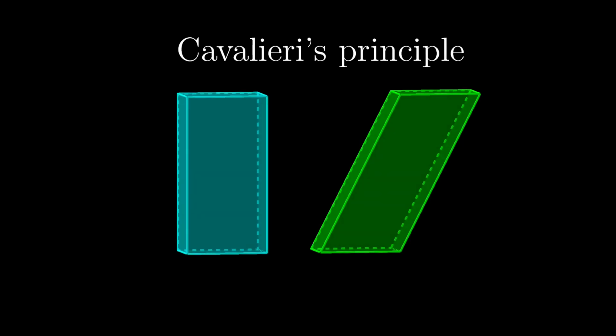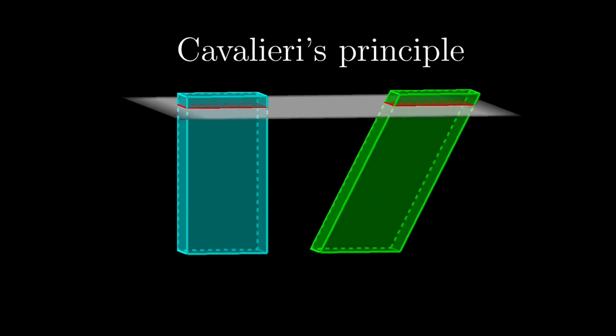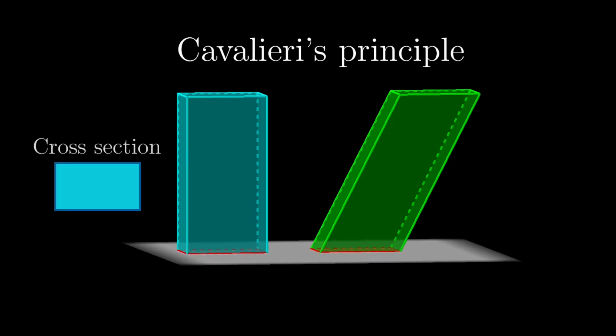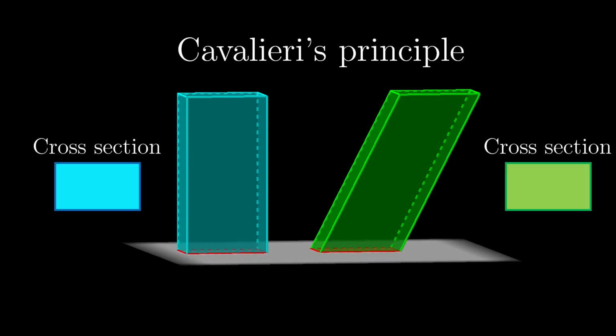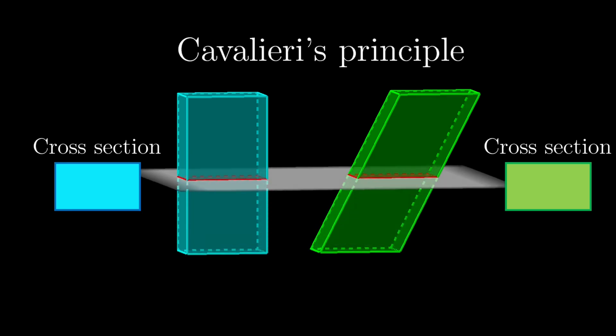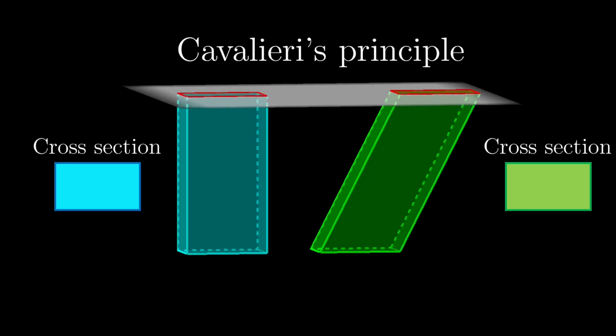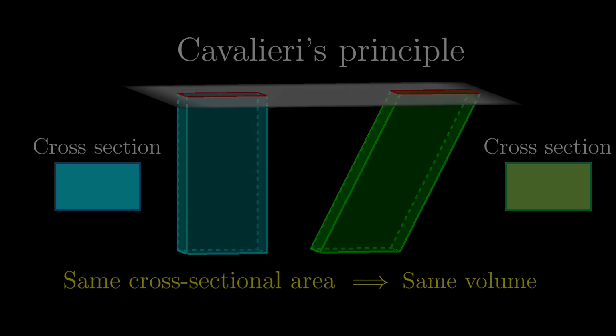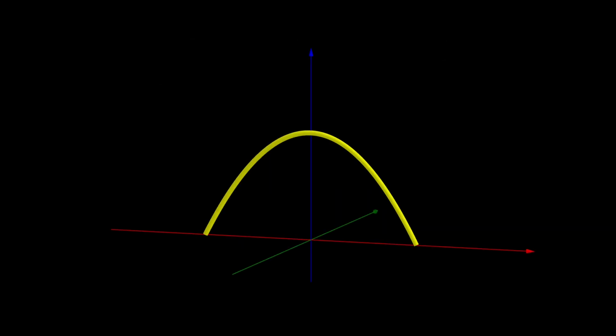Cavalieri's principle states a very simple fact. Given two different solids with the same height, we can take horizontal cross-sections for each of the solids. In this case, all of the cross-sections of the two solids are the same, so the volumes of the two solids are the same. More generally, if the two solids have the same cross-sectional areas, then they have the same volume.